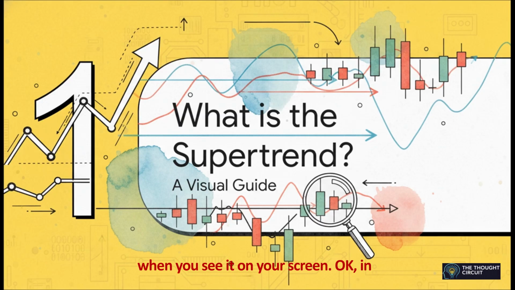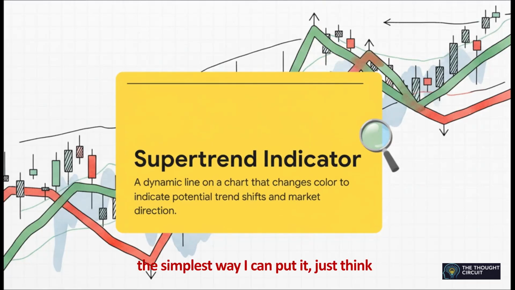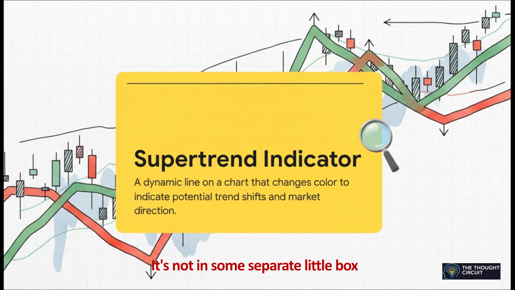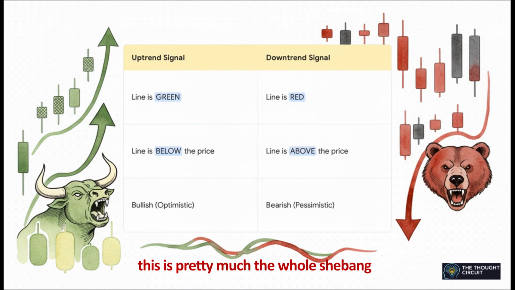Okay, in the simplest way I can put it, just think of the Supertrend as a smart line that's drawn right on top of your price chart. It's not in some separate little box below, it's right there in the action. And its only job is to show you the market's current direction using a super simple visual cue. It changes color.